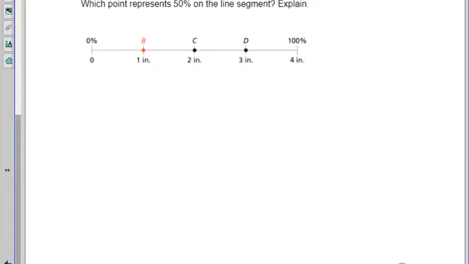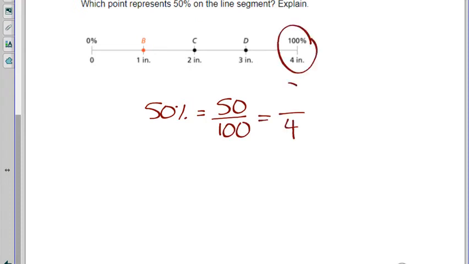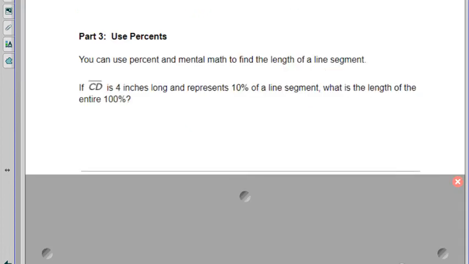Here's one for you to try. We want to know which point on this line is 50%. So 50% is 50 per 100. And if all of it is 4 inches, what's the 50%? See if you can figure it out. We'll talk about it in class. Which letter corresponds to that?